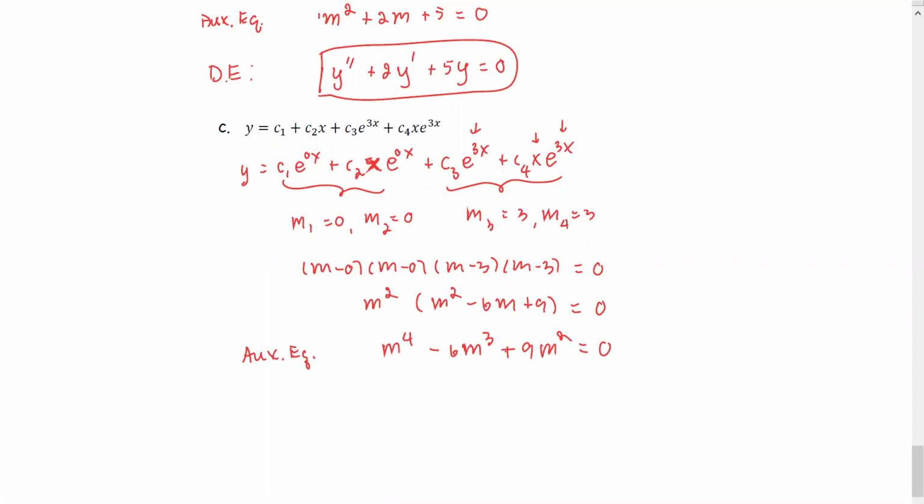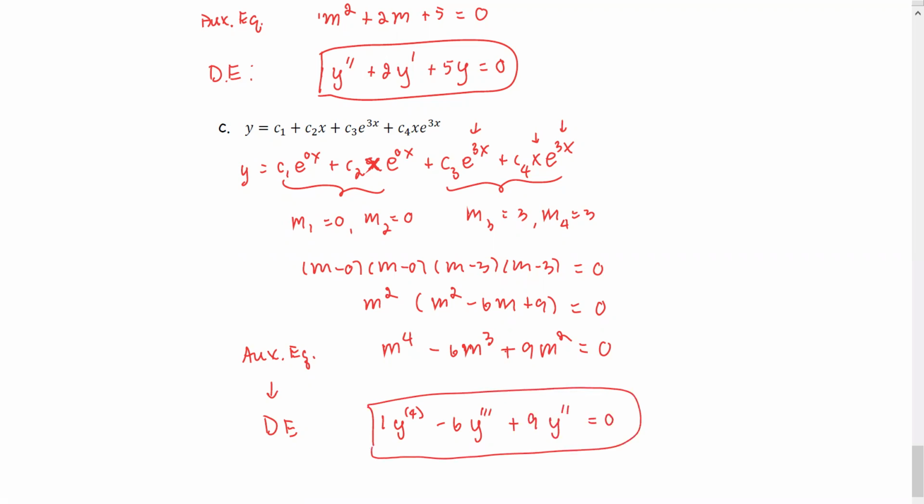And next, we rewrite the differential equation. The coefficient of the fourth power is the coefficient of the fourth order. Minus 6, the third power, gives the coefficient of the third order. And then 9 is the coefficient of the second order, equals 0. And this is the differential equation for the given general solution.